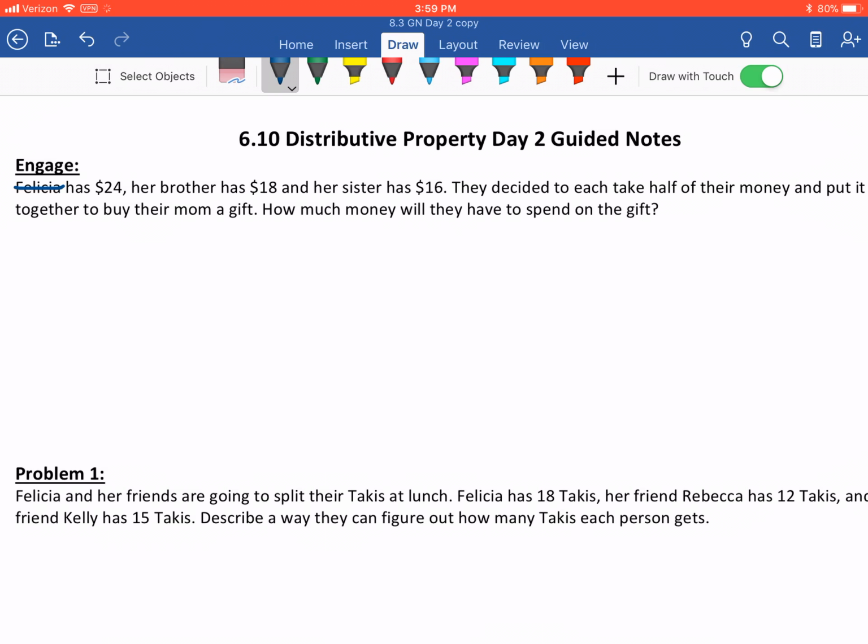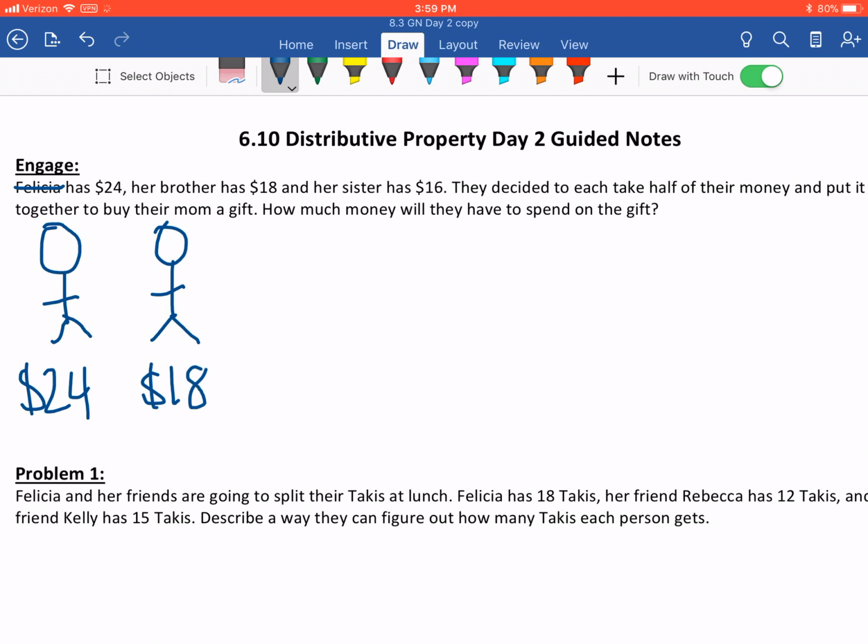I'm going to start out by doing something that I think is pretty useful, which is drawing a picture. That is not a great picture. We're going to try that again. Draw a nice little person. This is Juan. Hi, Juan. And he's got $24. This is Juan's brother. Hey, Juan's bro. He's got $18. And then here's Juan's sister. She's a little bit long-necked. All right, she has $16.